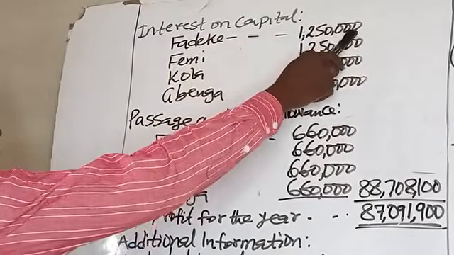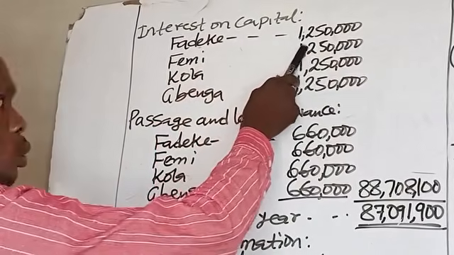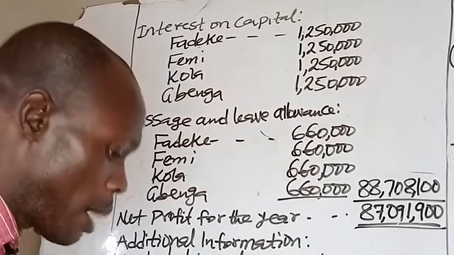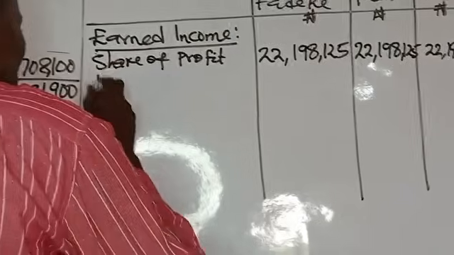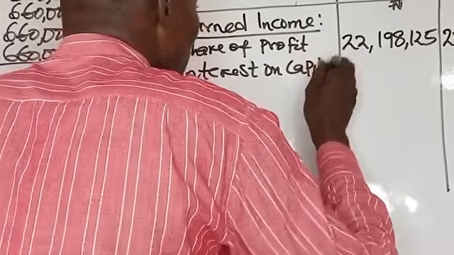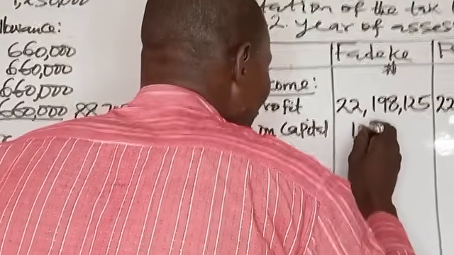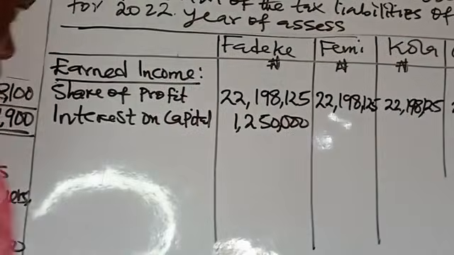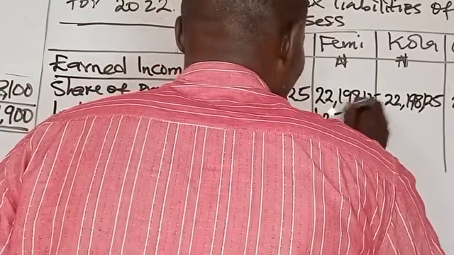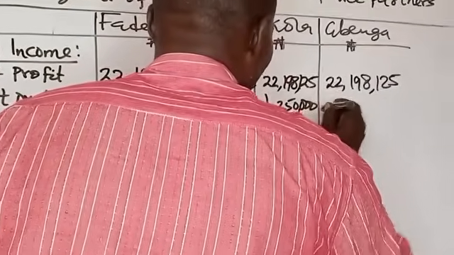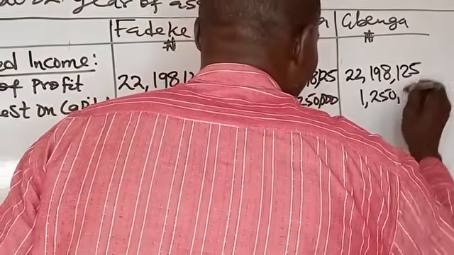We have interest on capital. Fadike 1,250,000. Femi 1,250,000. Kola 1,250,000. Binga 1,250,000. So we have interest on capital as part of our earned income. Each of them has 1,250,000.